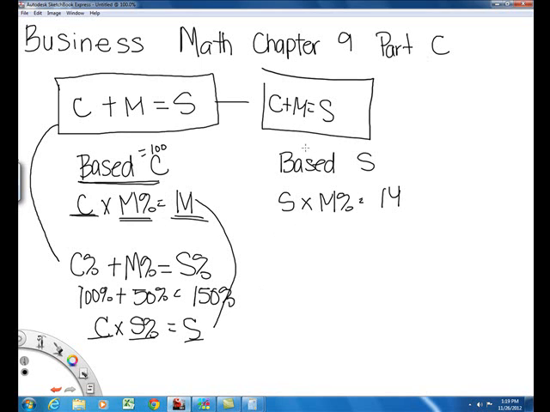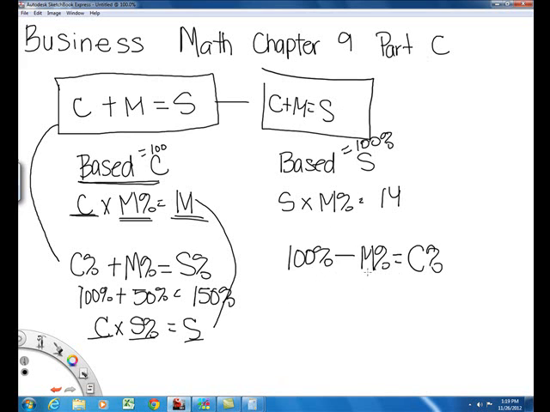Now, all of that is true, except for when we go down here, our base, that's 100%, is our selling price. So let's think about that. If our selling price is 100%, we would have to subtract our mark-on amount. So that would be our selling price less our mark-on amount will equal our cost percent.